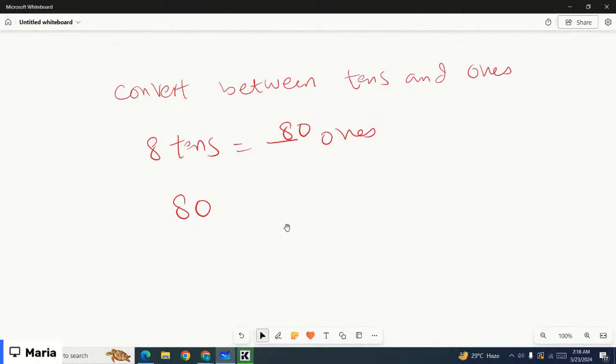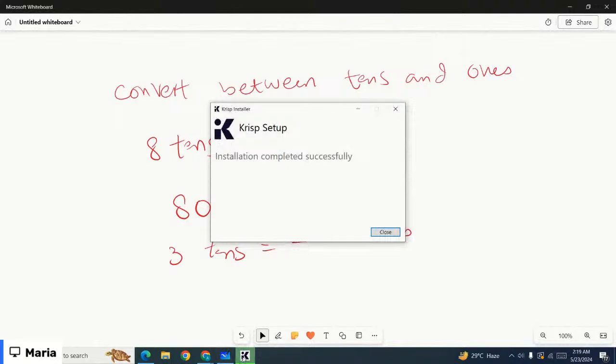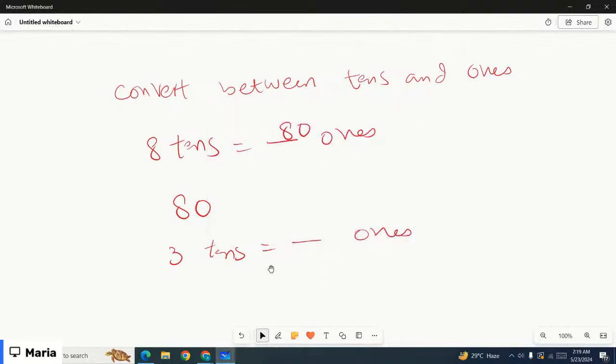Okay, the next one is 3 tens. So, how many ones do we have in 3 tens? Which number do 3 tens make? 3 tens means 30. So, how many ones do we have? We have 30 ones. The correct option is 30 ones.